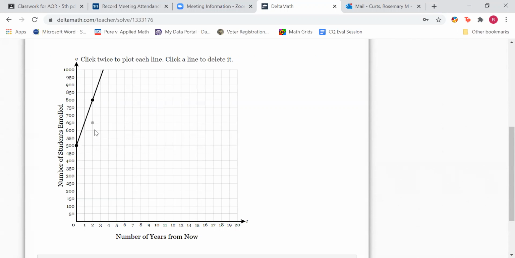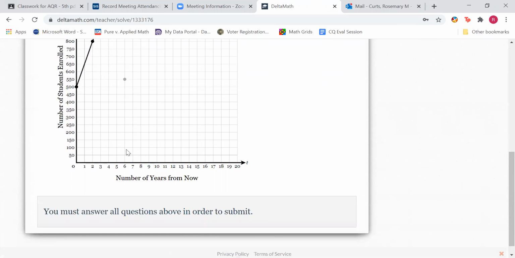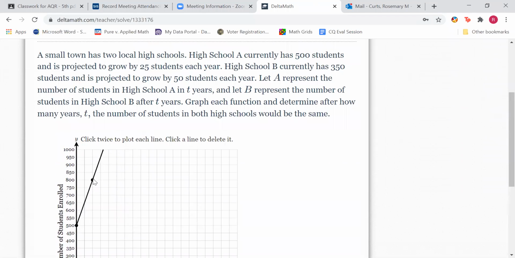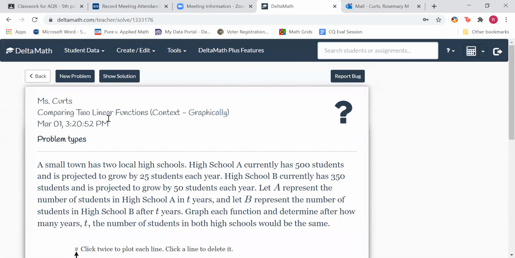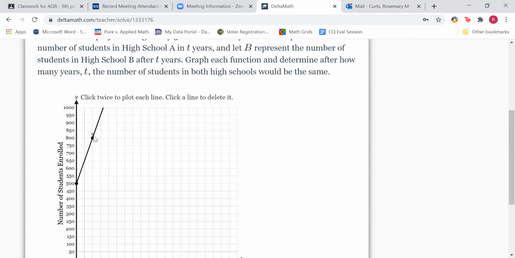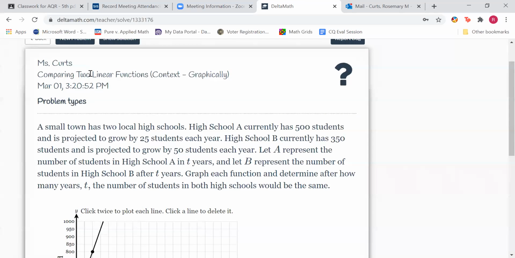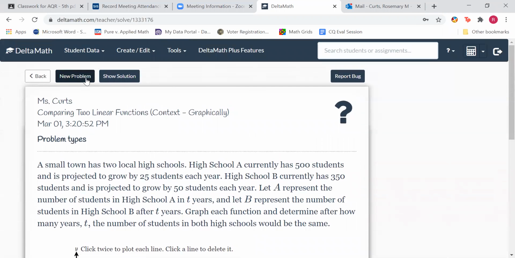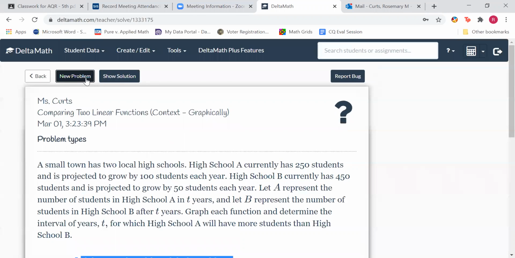Come on, let me get out of this. Oh my gosh. It says click a line to delete it. But it is not letting me delete. This sucks because now I have to erase the whole problem.